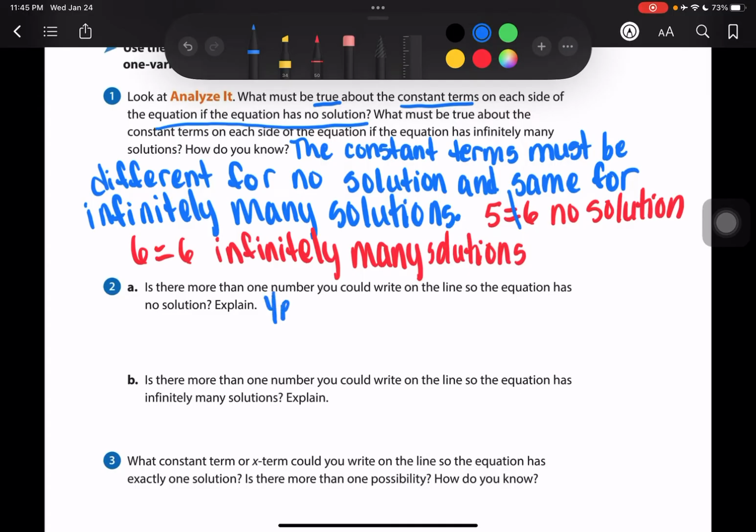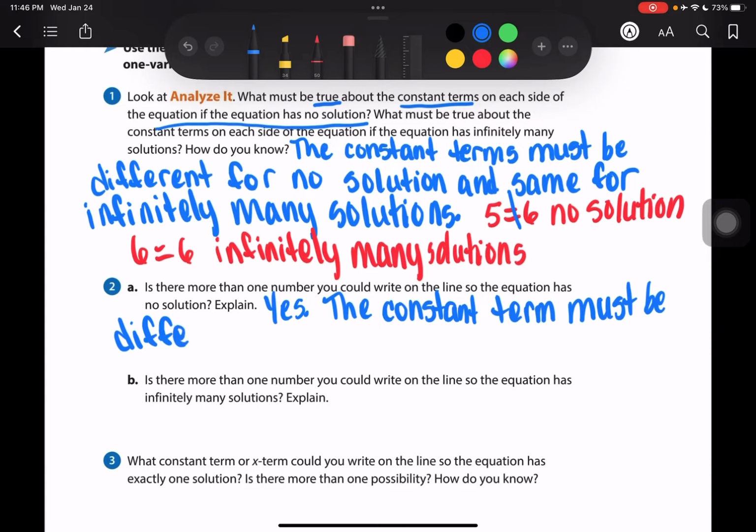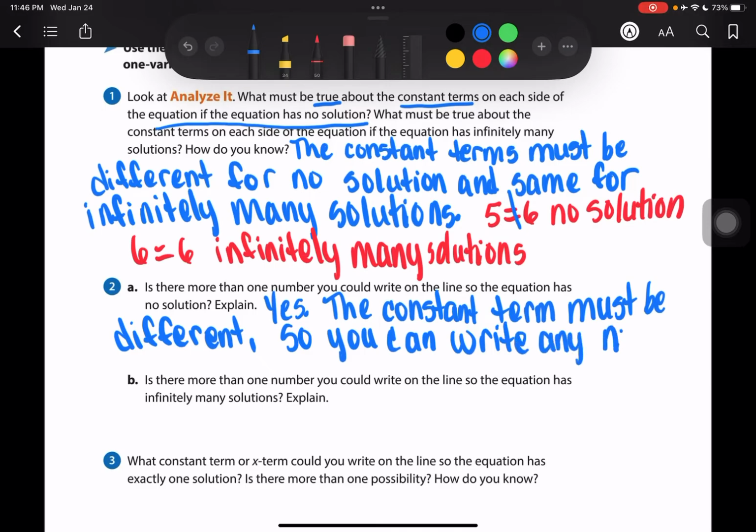Yes, we just talked about that. Yes. The constant term must be different. So you can write any number except what number? If you said 5, you are correct.